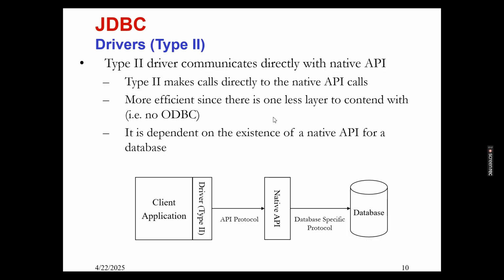Next one is the type 2 drivers. The type 2 driver is used whenever you want to connect to native databases without using ODBC. This is also very rare. For example, if my Java program wants to connect with a C program and get the result of the C program into my Java program, we can use type 2 drivers for that.